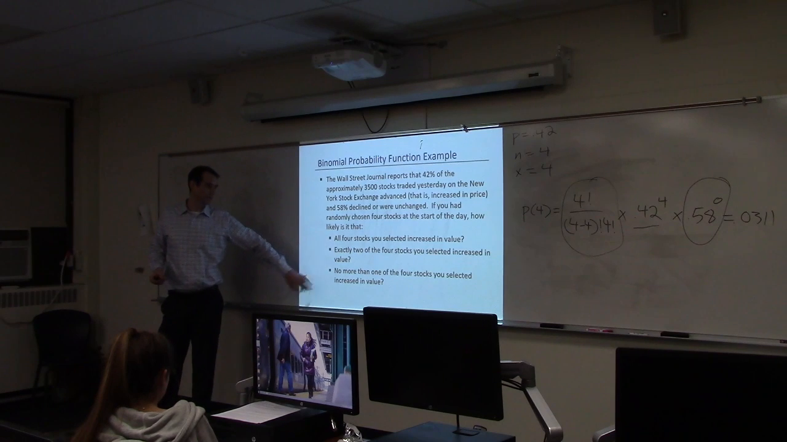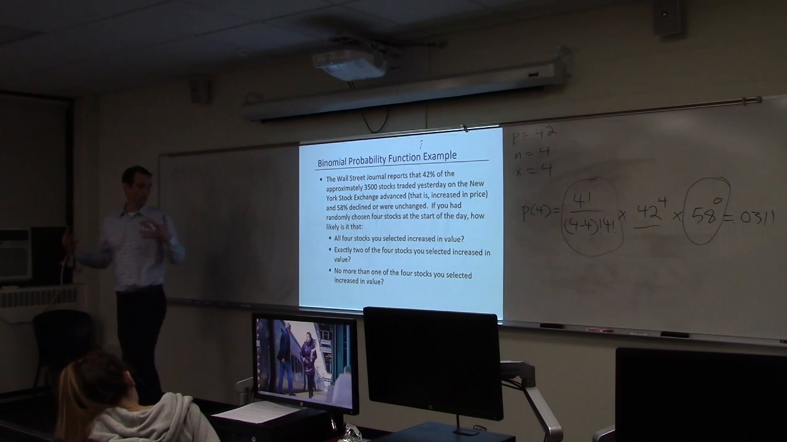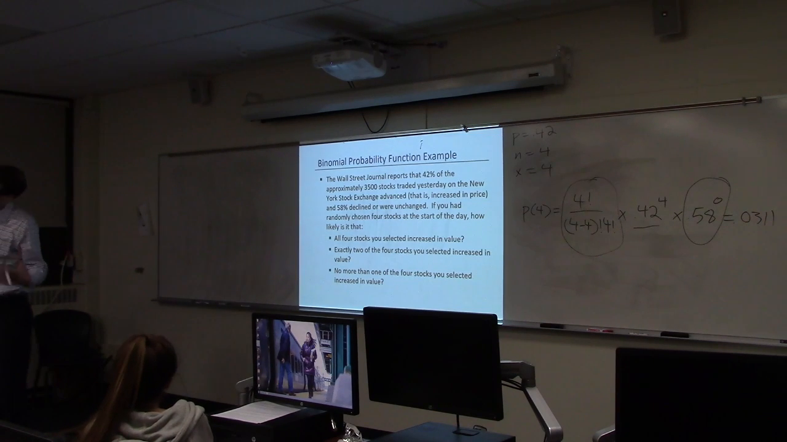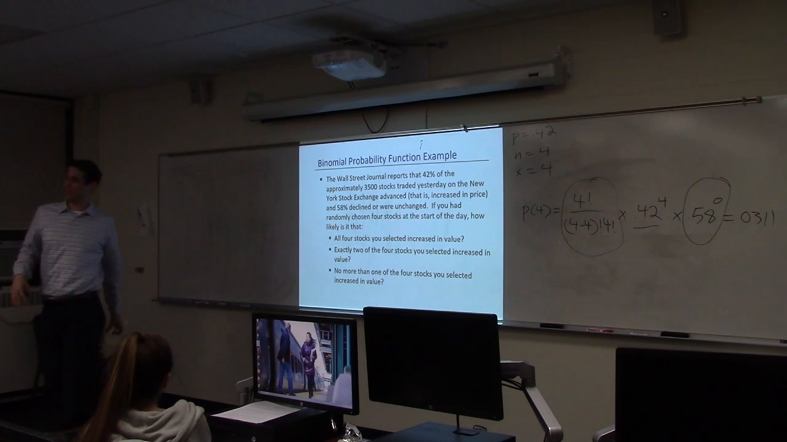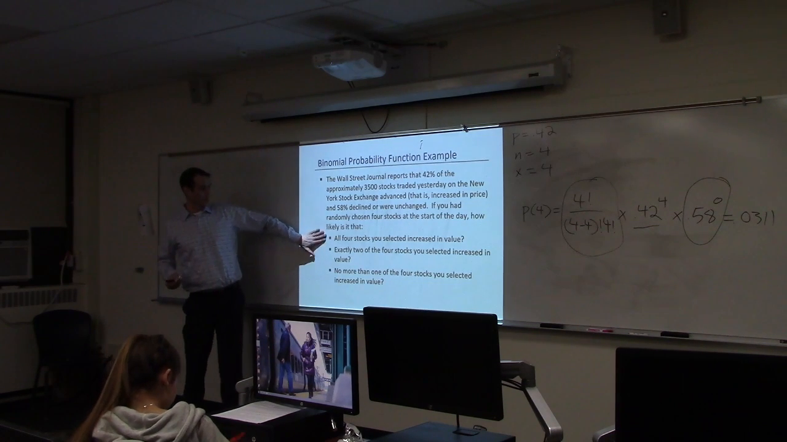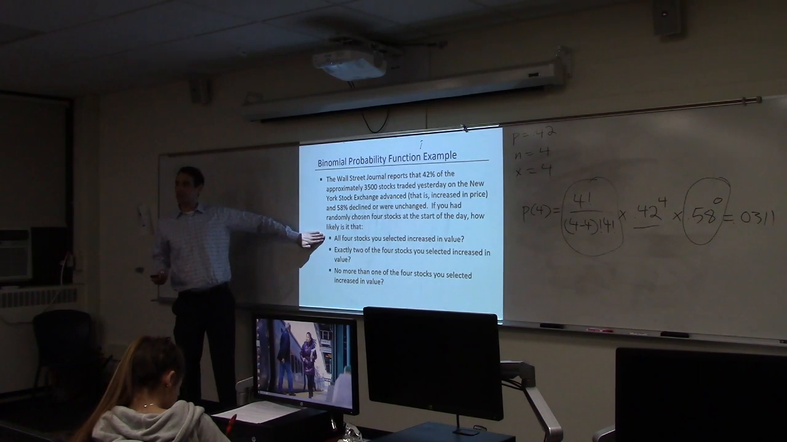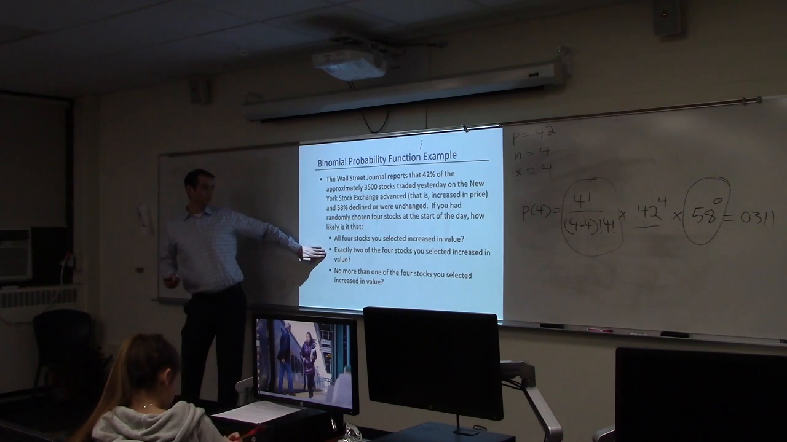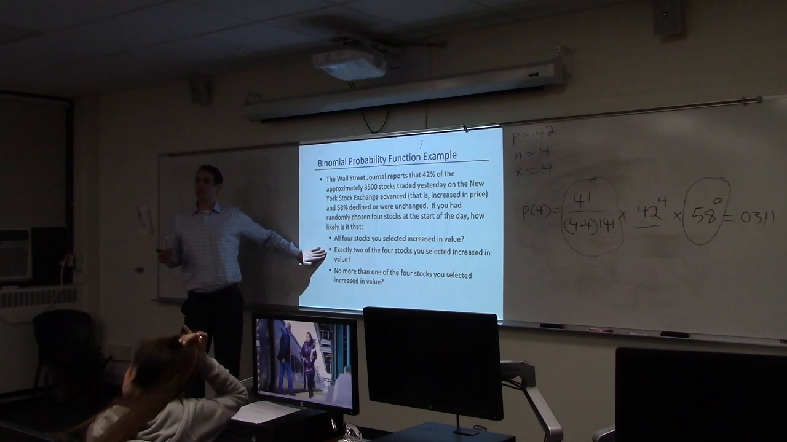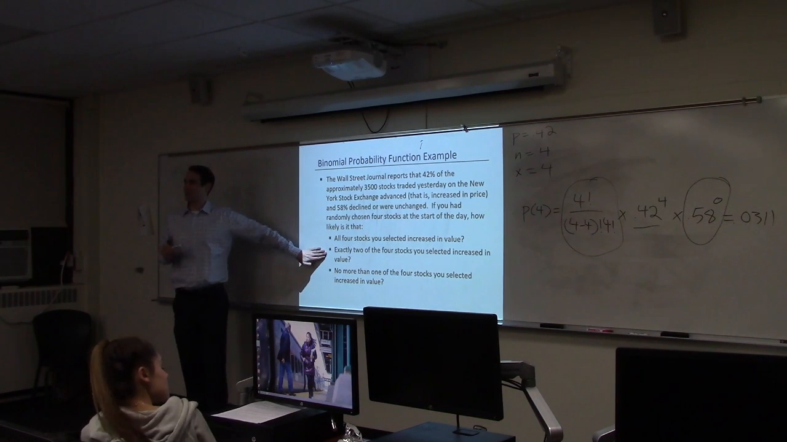This one's a little more complicated. No more than 1 of the 4 stocks you selected increased in value. So what does no more than 1 mean? Actually, don't even worry about that. It's a thought exercise we don't need to worry about right now. You know how to do it because you actually calculated this one out, and if you wanted to know the probability of 2 stocks advancing, you would just put 2 in for x instead of 4.